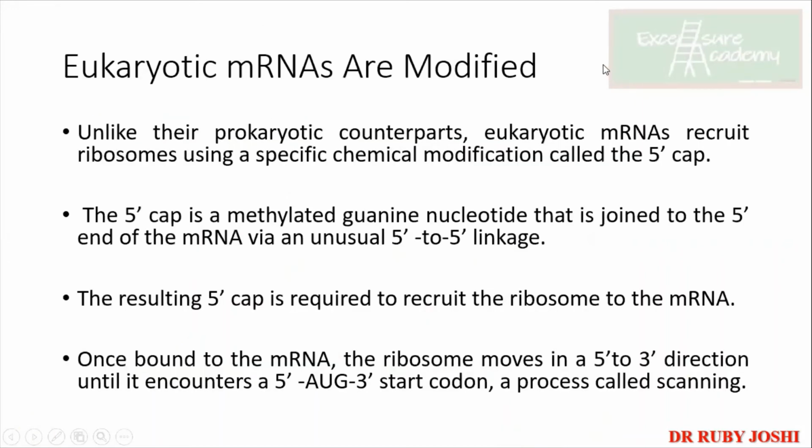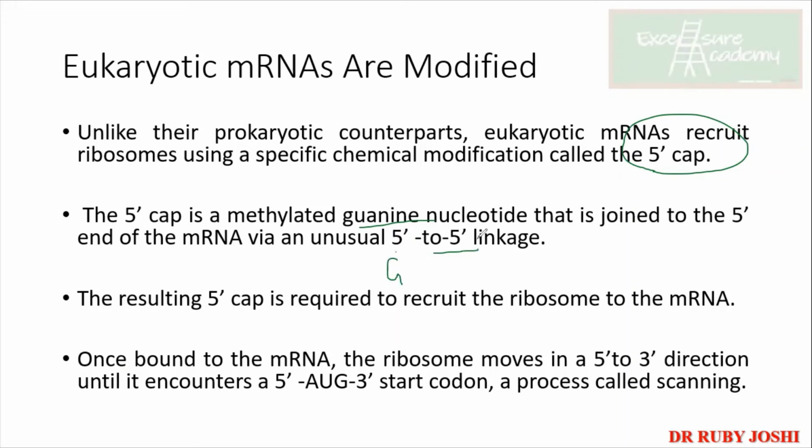Now coming to the eukaryotic mRNAs. So eukaryotic mRNAs are modified. As we have discussed right now, in the case of eukaryotes, we have got the 5' cap, and how is the 5' cap made? There are two enzymes required. If you remember, we discussed that there are two enzymes required. One recruits the guanine, and then you have the methyl transferase, which adds a methyl group. And at the 5' end, the 5' to 5' linkage is formed in the guanine, if you remember.